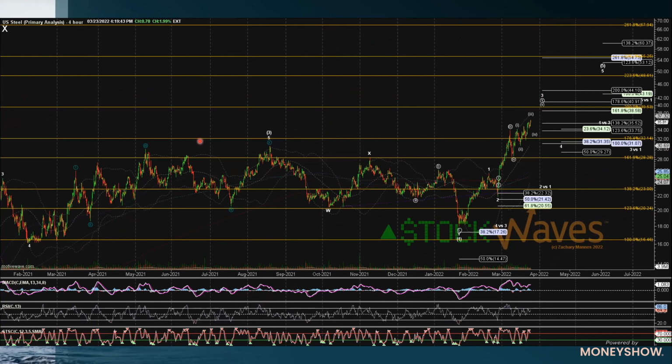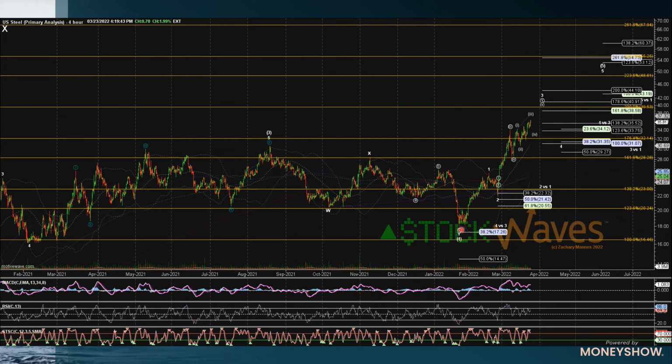US Steel, yet another one of those names where it clearly looked like that larger parentheses wave 3 topped well in advance, and heading into the end of the year, this was potentially a 1-2 start to a C wave, similar to XBI, but ended up looking more like this was all of our wave 4 completing right at the 382, but as a WXY.